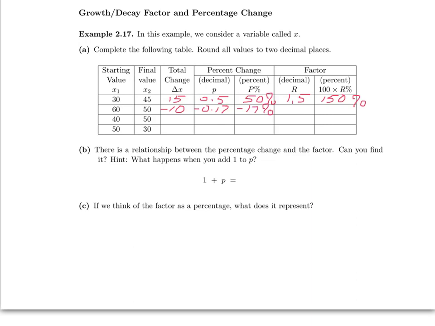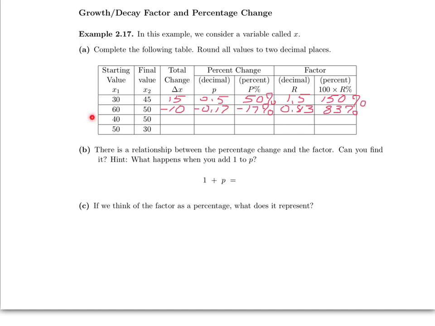Let's calculate the factor. I take the final value and divide by the starting value, 50 divided by 60. When I do this, I arrive at 0.83 when rounded to 2 decimal places. If I write this as a percentage, I get 83%.